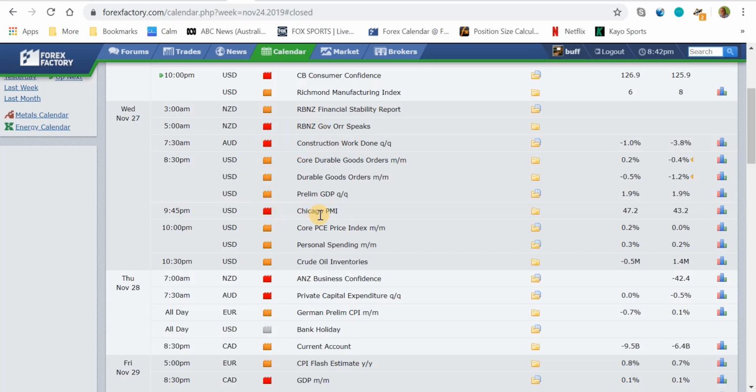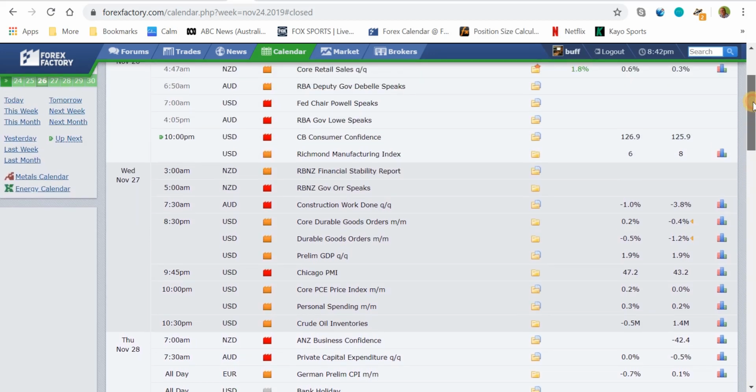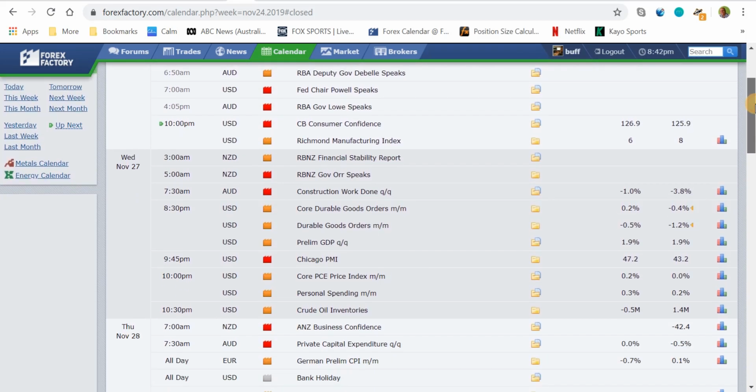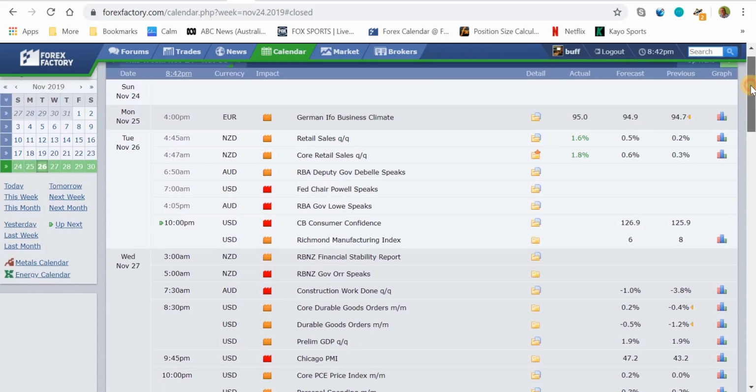Aussie construction work, Chicago PMI, New Zealand business confidence, private capital expenditure. Nothing exciting. Friday, GDP, I guess, is a big one for Canada, and that's about it. So, like I always say, not necessarily, if the numbers come way off, because you always see on the list here, you've got a forecast, what the experts forecasted. So if they come in way off, because this is your actual numbers here.